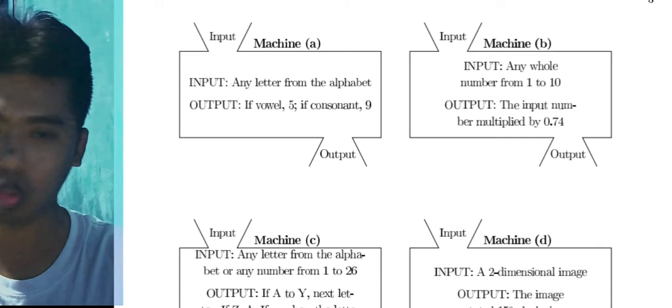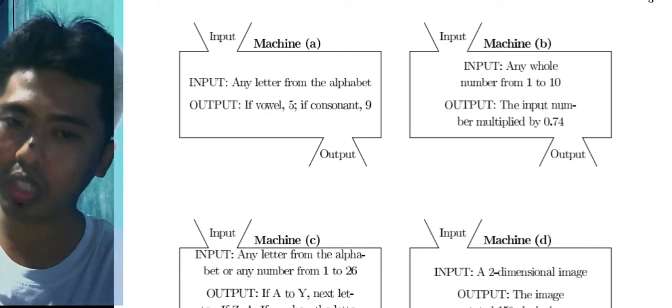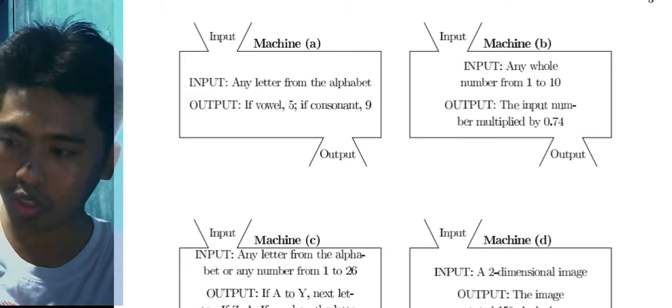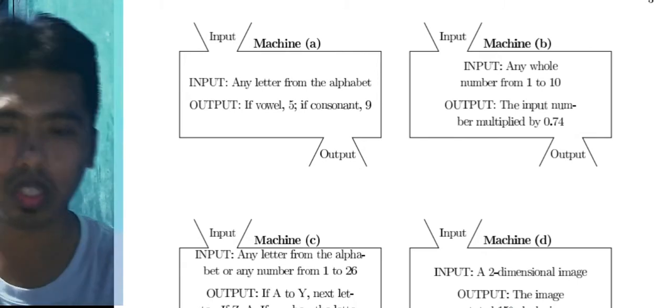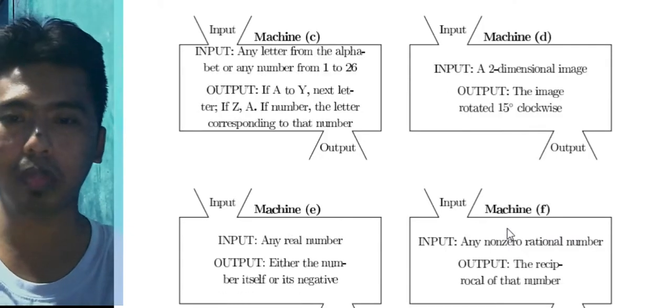Because there is no other answer or output after you put your input in the machine. So A is a function, B is a function. So let's proceed to machine C.